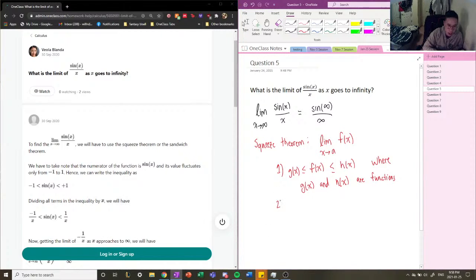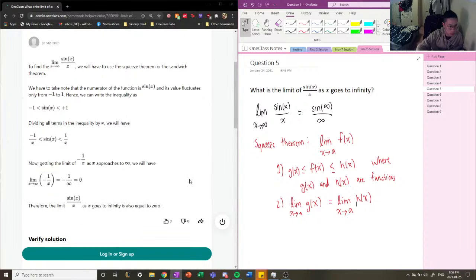The second criterion is that the limit as x approaches a of g of x equals the limit as x approaches a of h of x. As long as those two limits are the same, then the limit as x approaches a of f of x equals that same value, let's say L.